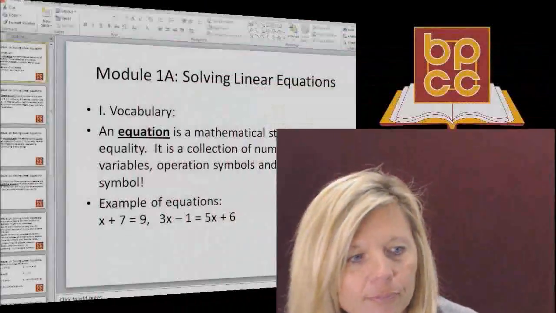This is Math 102 College Algebra, and we are starting today Module 1. Module 1 is all concerned about solving linear equations. So before we even actually get into the work, we first need to go over some definitions, some vocabulary of words you're going to be hearing me say. So let's go to the PowerPoint.